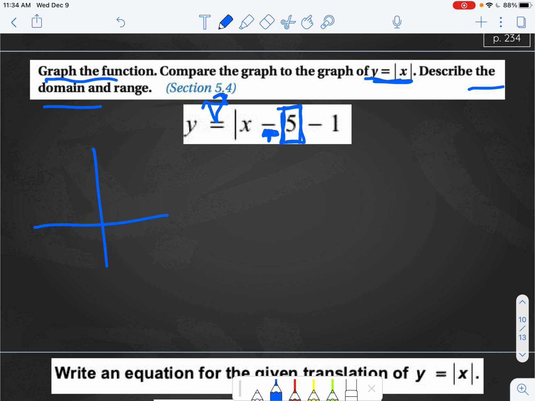And if it's negative, that means we're going to the right. So 1, 2, 3, 4, 5. And this minus 1, it's a true minus. So we go negative, boom, there's our vertex or our starting point. The slope is 1, 1, and it's positive, so we can just write our regular V.